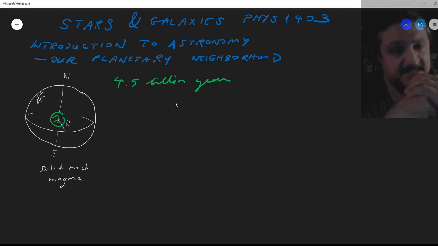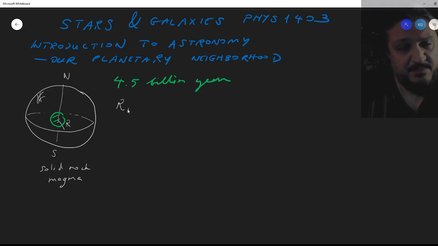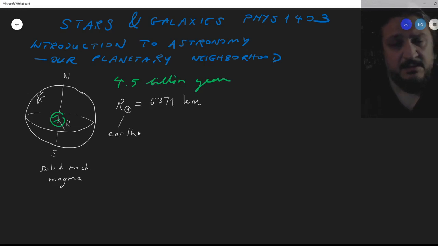So Earth is roughly a sphere with some radius. Now I'm going to use an average number here. And I'm going to use a symbol, which is a cross inside a circle. That means Earth. So this radius is 6,371 kilometers.